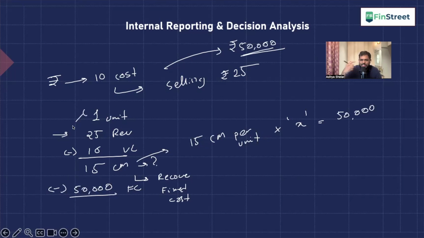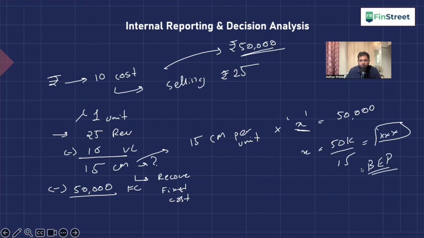And this is how our analysis starts. I'll be taking this in the next lecture, how to find this X and all. But it's very easy. If you're smart enough, you can easily do X is equal to 50K divided by 15. You will find out at these many products, you will break even. So this basically tells you that per unit, how much money is left so that you can recover your fixed cost and then make profit. Is this clear? Aryan, is this clear?